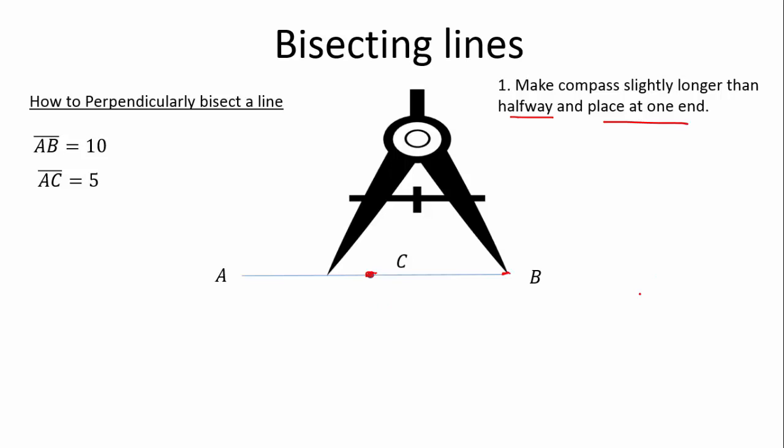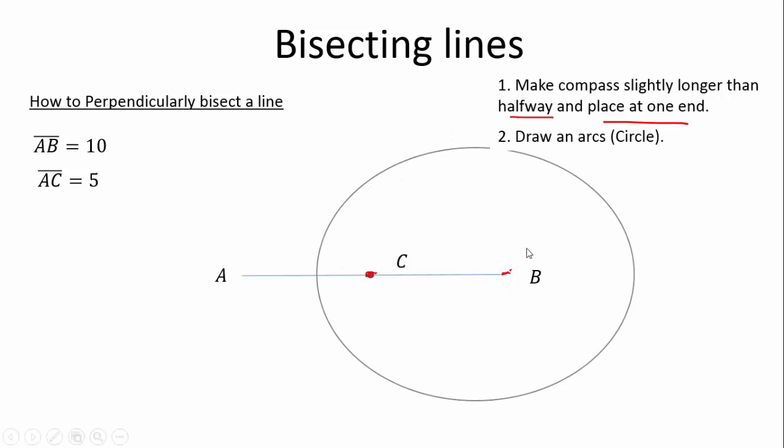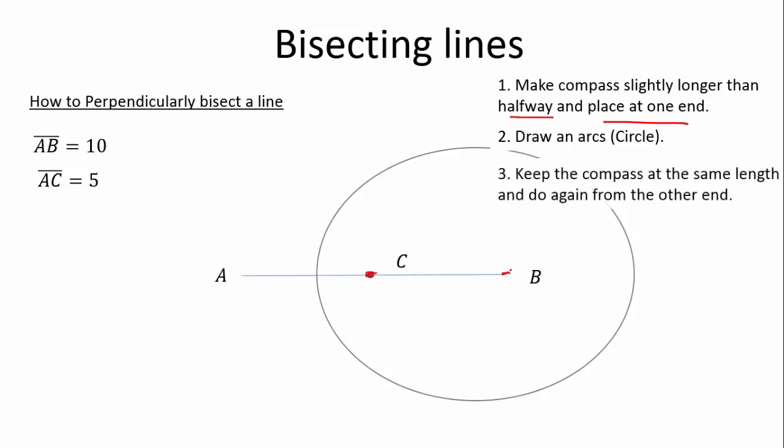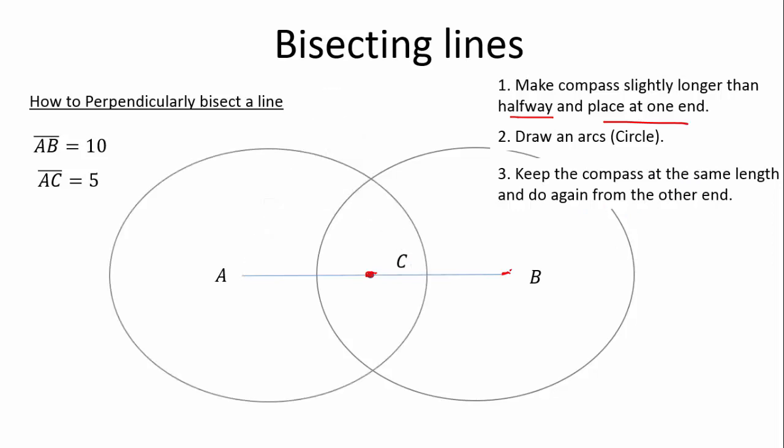So we take our compass, that is this instrument here. We use this tool and we extend it more than halfway, place it at the point B, and we draw a circle with that compass. So we draw the circle here, and you can see our circle. You know how to do this. Then we're going to do the same. Keep the compass the exact same length and do it again from the other end. So we're going to draw a circle on the other end, right?